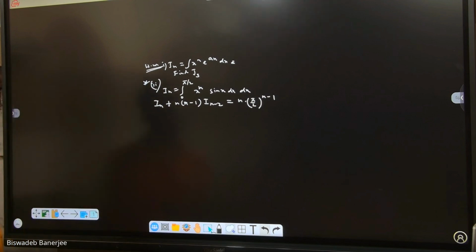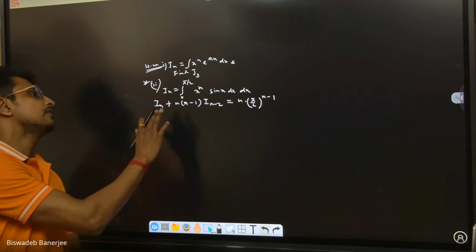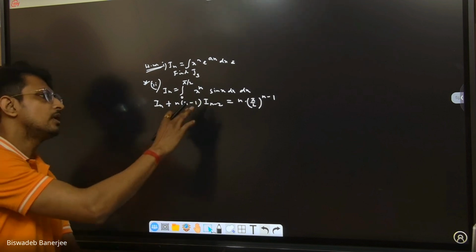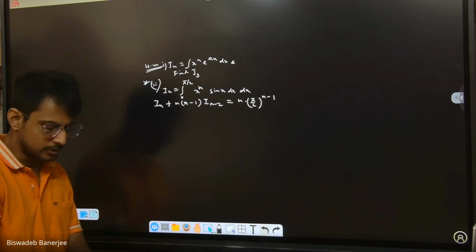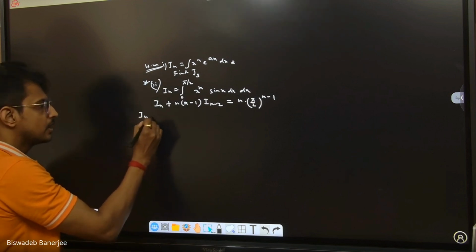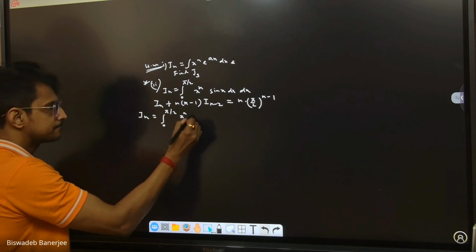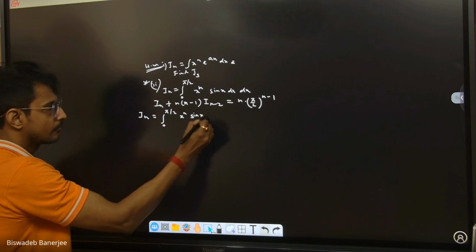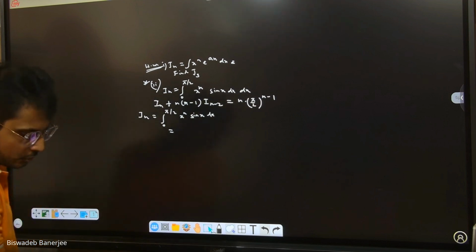If In equal to integration x to the power n sine x dx, show that In plus n into n minus 1 into I n minus 2 equal to n into pi by 2 to the power n minus 1. I'm giving you a hint. Start with this integration. Use by parts.